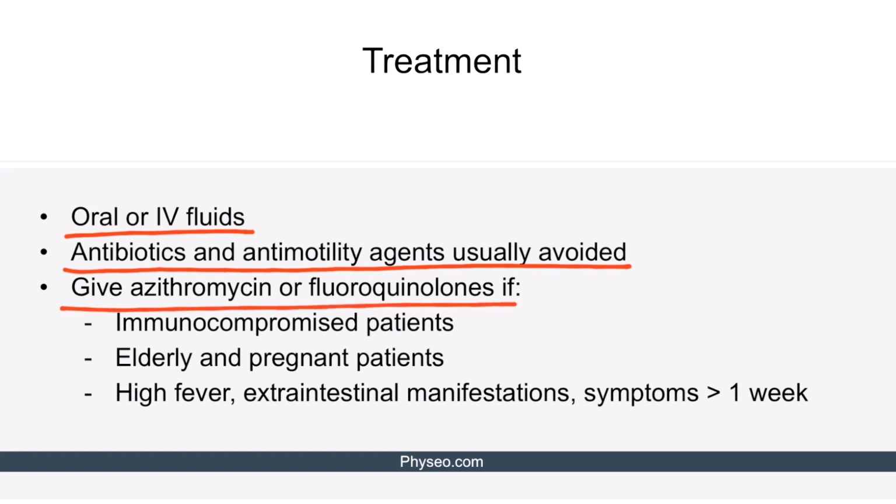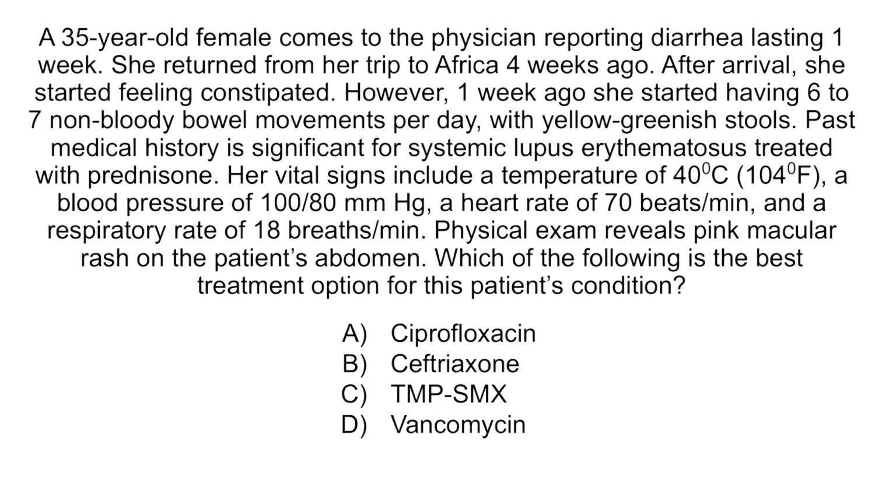Now, specifically, if the patient is immunocompromised, elderly, or pregnant, or has severe disease with a high fever, or they have extra-intestinal manifestations, or a prolonged course, so greater than a week, you can start antibiotic therapy. Now let's do a board-style question to apply what you've learned.